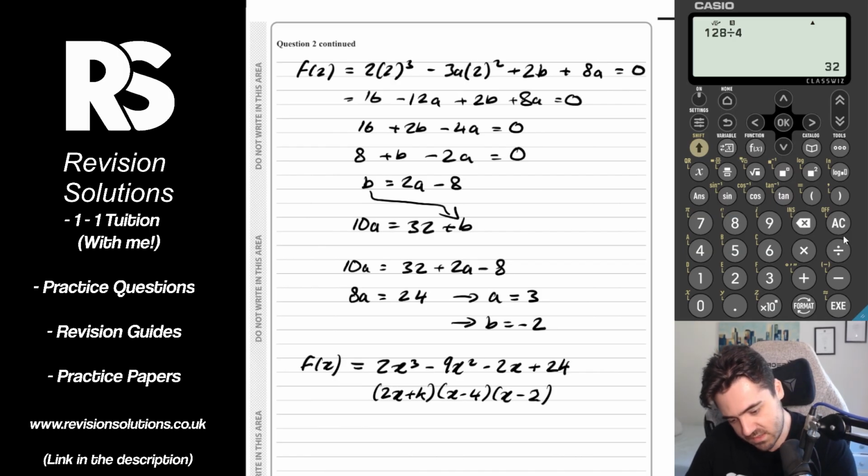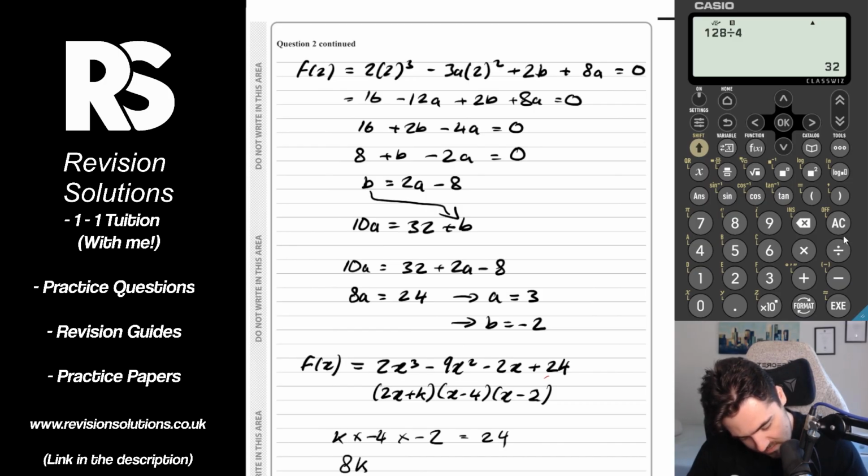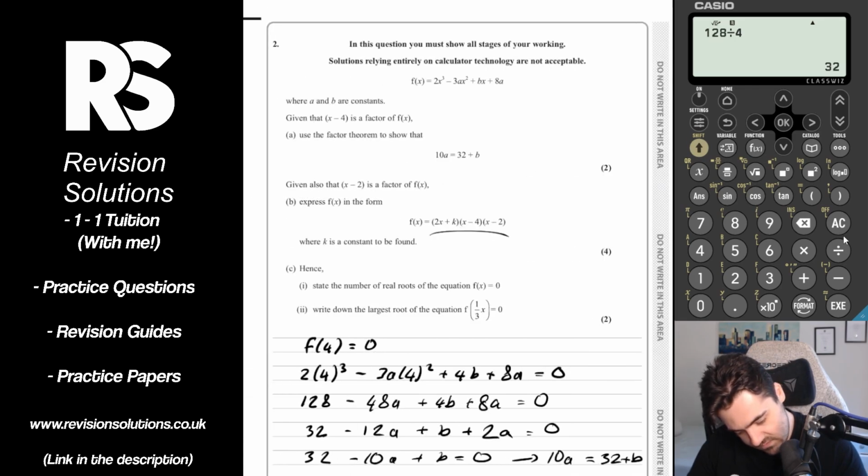So what's the easiest way to work out k? Well, if we think about the final number here, we know that these three numbers must multiply to give us that. So k times minus 4 times minus 2 must give us 24, or in other words, 8k must equal 24, which would just give us k equals 3. That's that part.